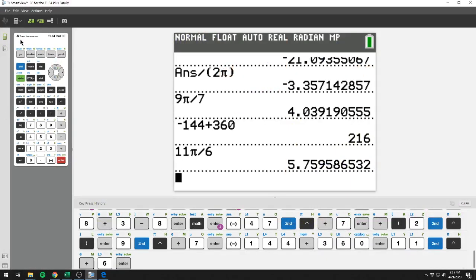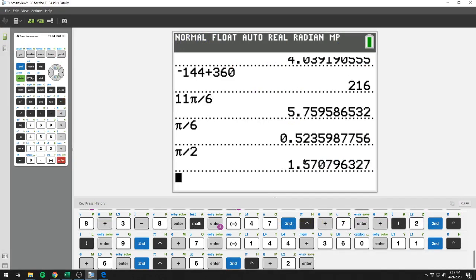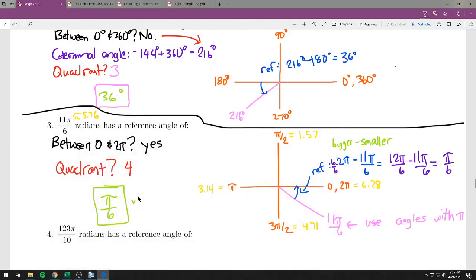But you can check if you're not comfortable with them yet. Is pi over 6 acute? Well, it's positive, so that's good. Is it between 0 and pi over 2? Yes. Pi over 6, 0.523-ish, is definitely between 0 and 1.57. So this is acute.